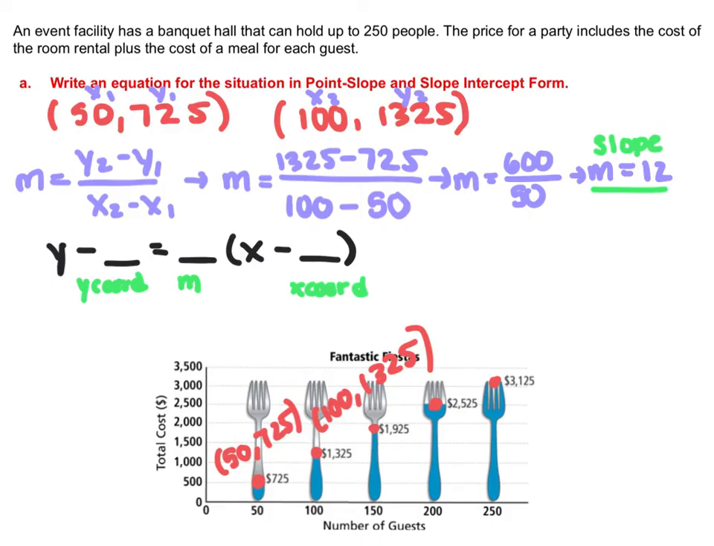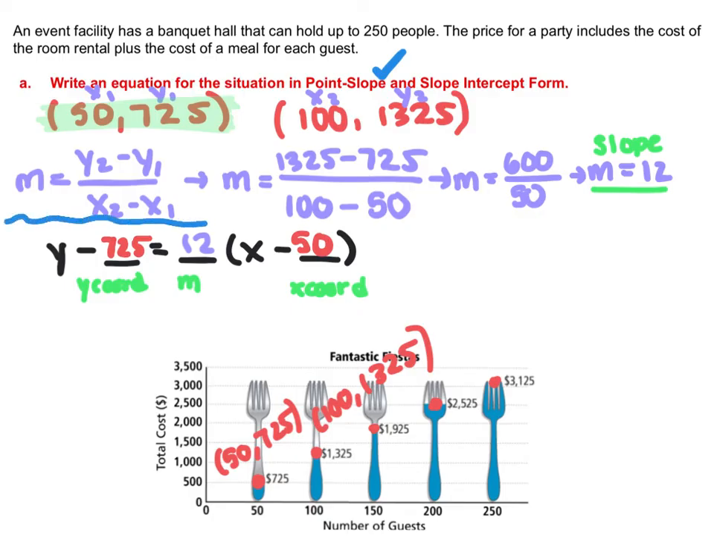The other thing we need is one of the ordered pairs, and it's up to you which one you want to choose. For the purposes of this, I'm just going to use the first one. So my x coordinate is 50, which goes in the third blank, and the y coordinate of 725 is going to go in the first one. Now I've written it in point slope form, but I still have to solve to get the slope intercept form.